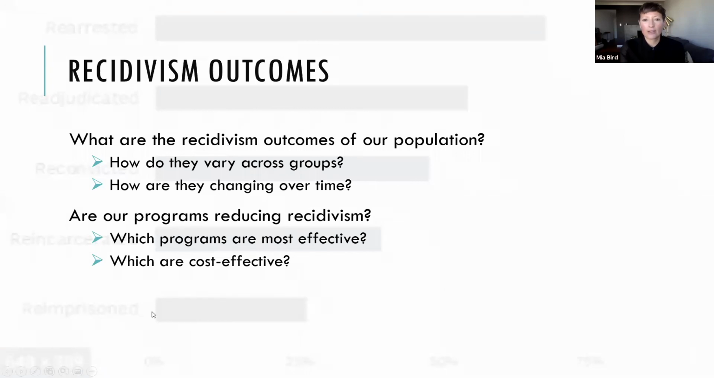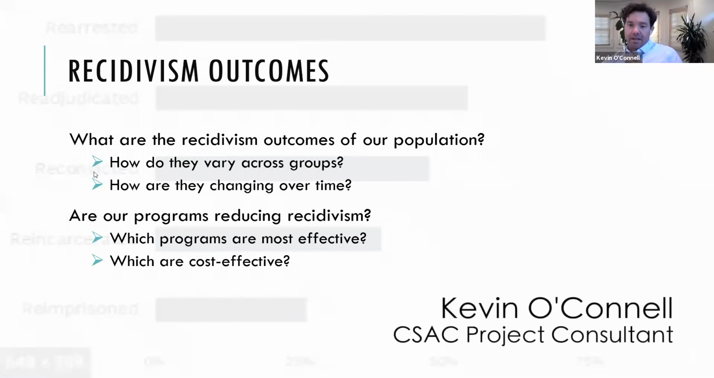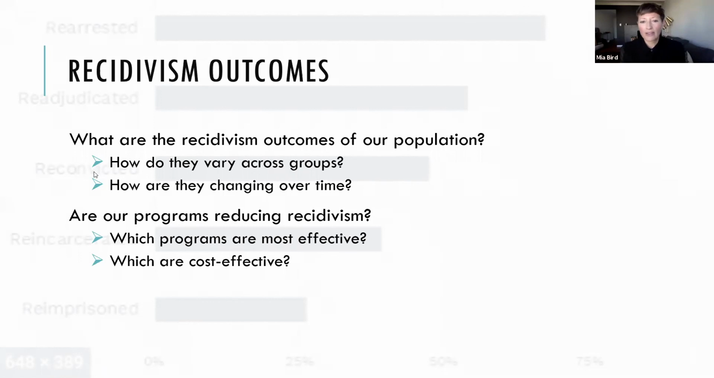I saw one. Kevin, I'm going to read from the chat, actually. Francisco Pardes asked, what definition of recidivism is CSAC using within California? That's probably for Mike or Mia. Sure. Go ahead, Mike. Go for it, Mia. No, please.